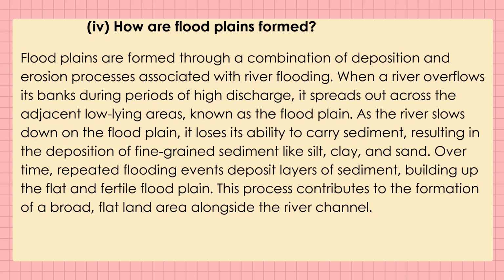How are the floodplains formed? Floodplains are formed through a combination of deposition and erosion processes associated with river flooding. When a river overflows its banks during periods of high discharge, it spreads out across the adjacent low-lying areas known as the floodplain. As the river slows down on the floodplain, it loses its ability to carry sediment, resulting in the deposition of fine-grained sediment like silt, clay, and sand. Over time, repeated flooding events deposit layers of sediment, building up the flat and fertile floodplain. This process contributes to the formation of a broad, flat land area alongside the river channel.